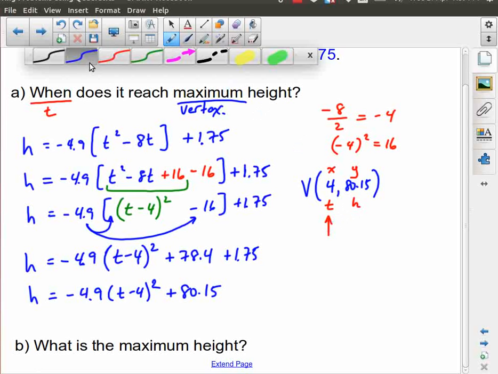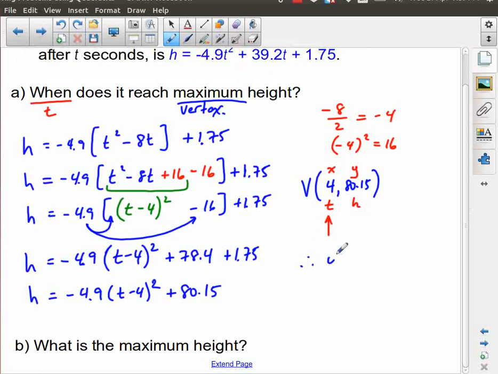And so therefore it reaches maximum height after, and how long is it? 4 seconds.